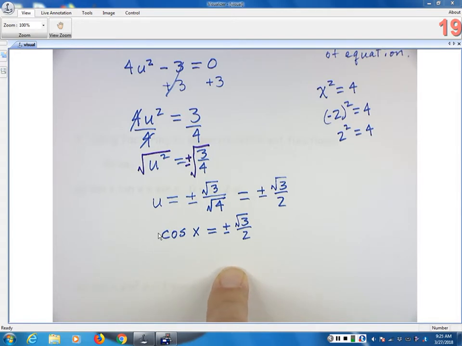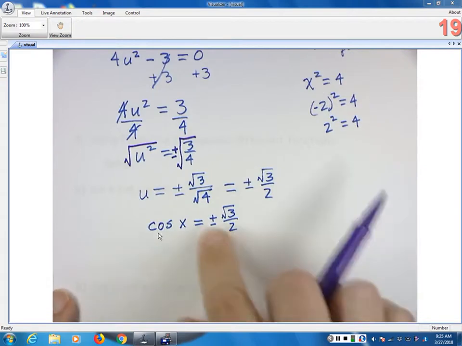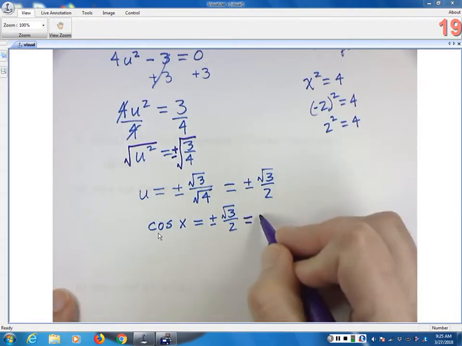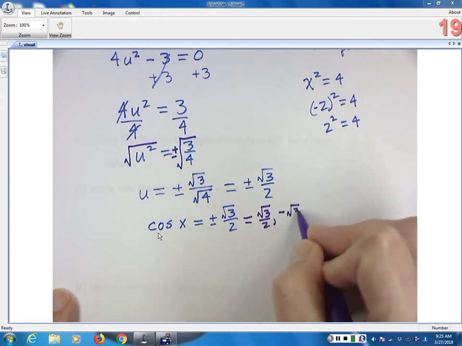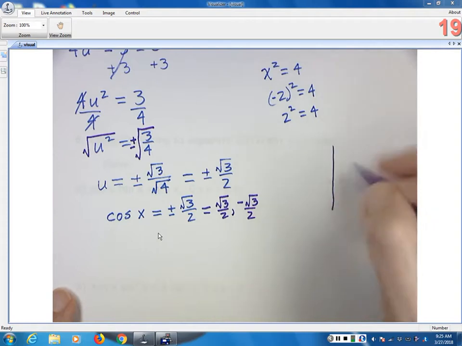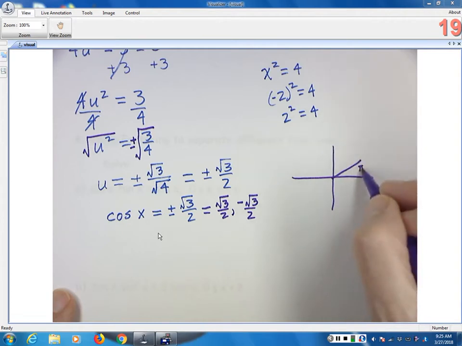So I drew a picture of my unit circle, and I also have it, but I'll just draw a little picture. Where is cosine x? Well, this is square root of 3 over 2 and negative square root of 3 over 2. Where are all the places on the unit circle? Pi over 3. Right. It's pi over 6. Oh, sorry. So pi over 6, because it's cosine, which is x.